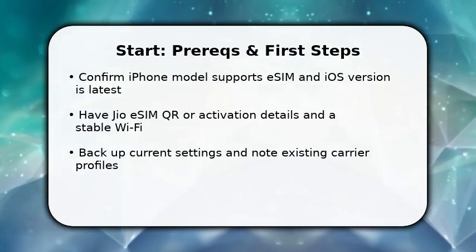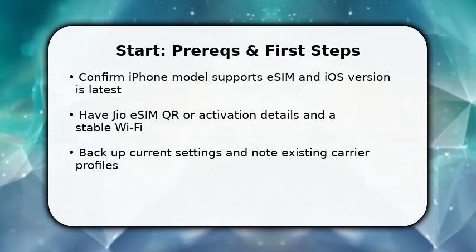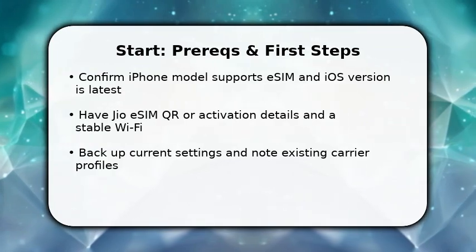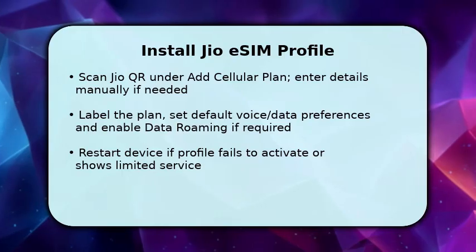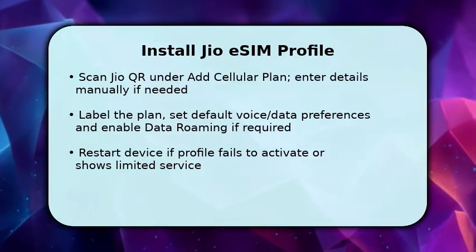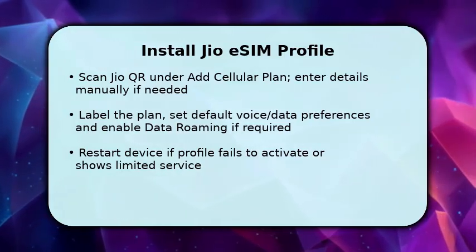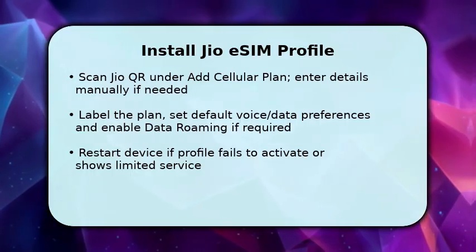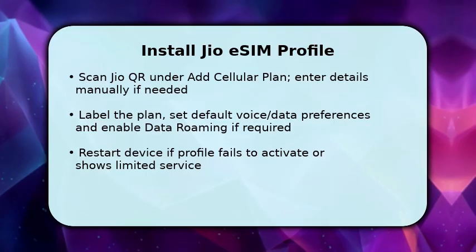Choose Add Cellular Plan and prepare to scan the Jio QR when prompted. You scan the Jio QR code in the Add Cellular Plan flow. If scanning fails, tap Enter Details manually and type the SMDP Plus address and activation code Jio provided.